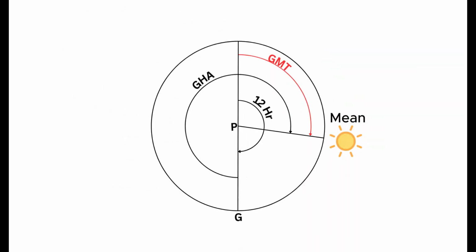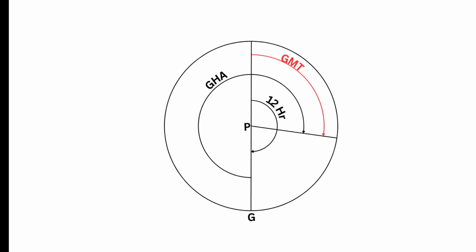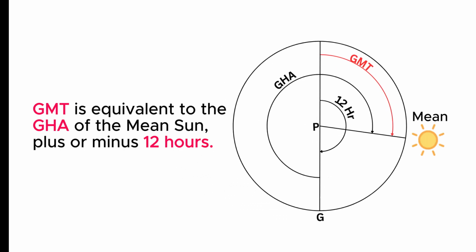Given that the local hour angle of the mean sun is measured from the Greenwich Meridian, and the mean solar day begins at 180 degrees from this meridian, Greenwich Mean Time can be defined as follows. Greenwich Mean Time is equivalent to the Greenwich hour angle of the mean sun, plus or minus 12 hours. This definition establishes Greenwich Mean Time as a global time standard, providing a consistent reference for coordinating time across different longitudes and facilitating accurate navigation practices worldwide.